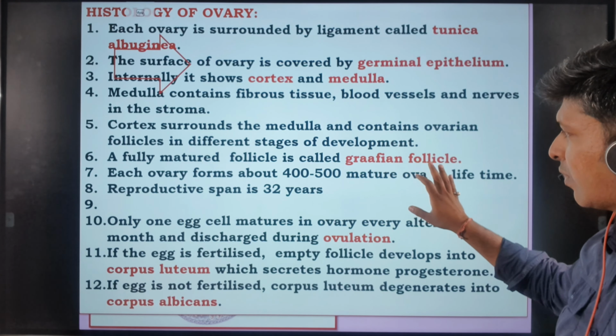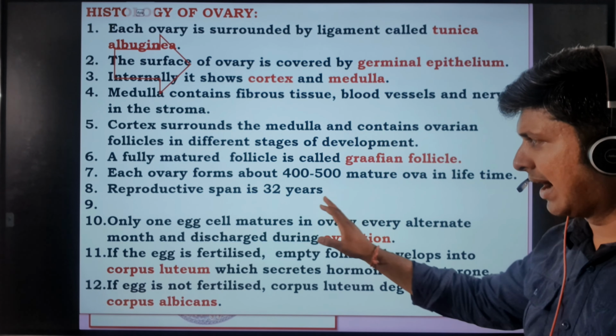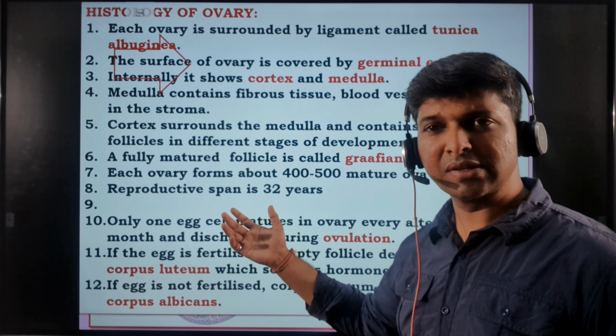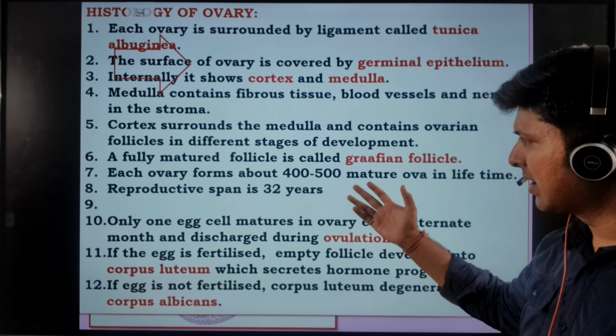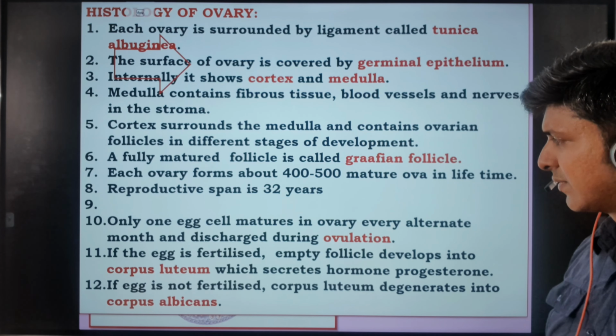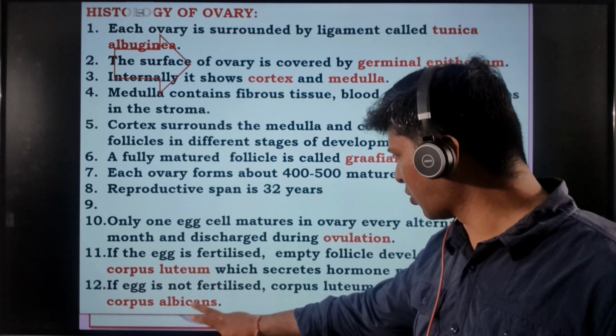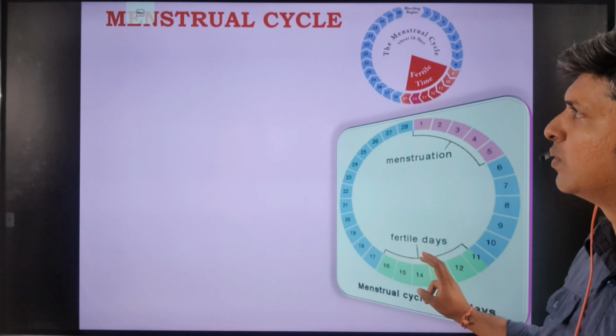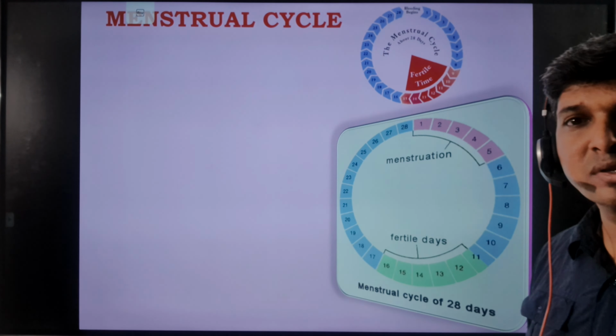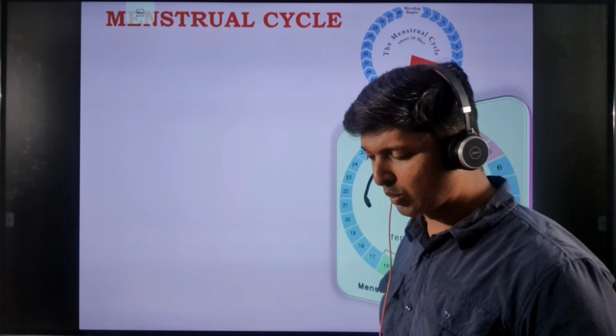Then a fully matured follicle is called a graafian follicle, and the reproductive span is 32 years. We had discussed this last time. A female on an average produces 400 to 500 eggs in her lifetime. And I spoke about corpus luteum, corpus albicans, and also what is ovulation. So now let us focus on something called the menstrual cycle.